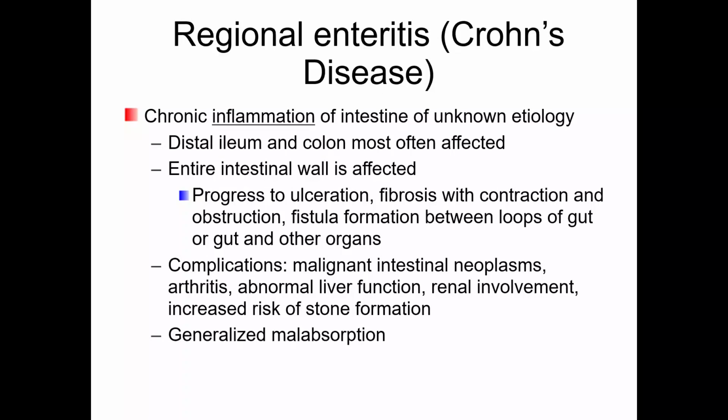Regional enteritis, Crohn's disease, is chronic inflammation of the intestine. Again, the cause is unknown. The distal ileum and the colon are most often affected. The entire intestinal wall is affected. Progresses to ulceration, fibrosis with contraction and obstruction, fistula formation between the loops of the gut or the gut and other organs. Complications: malignant intestinal neoplasms or intestinal cancer, arthritis, abnormal liver function, renal involvement, increased risk of stone formation. And then you have generalized malabsorption.